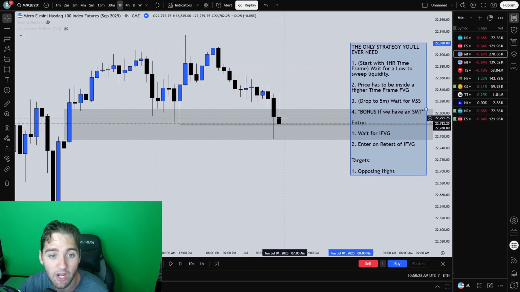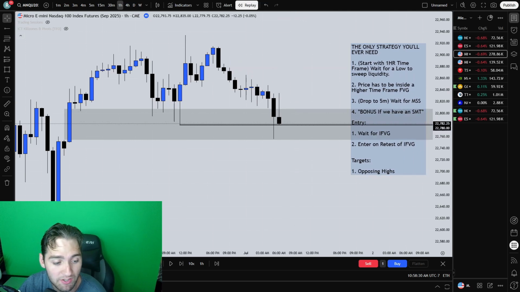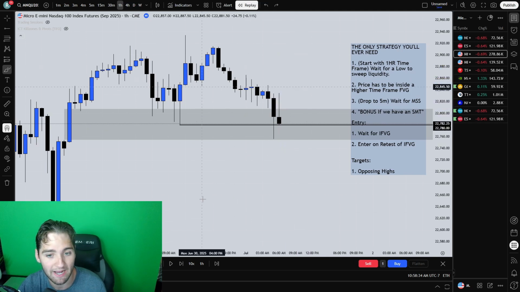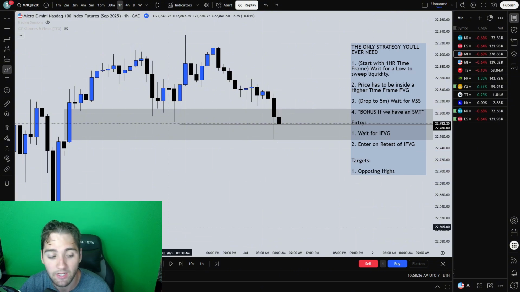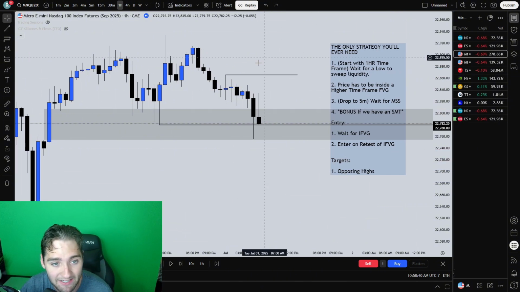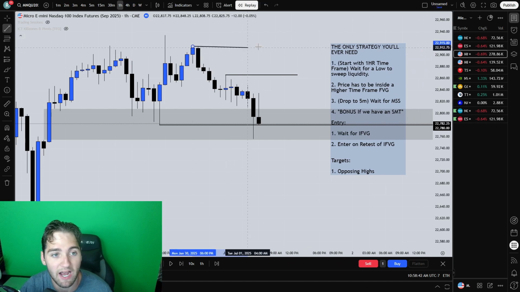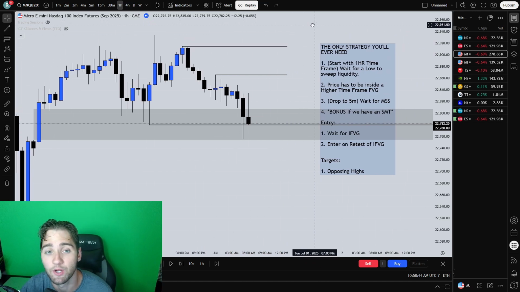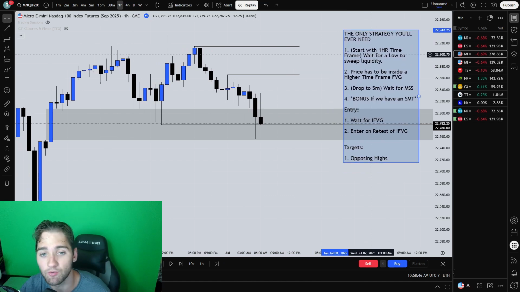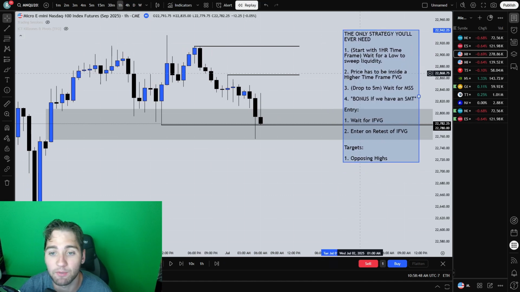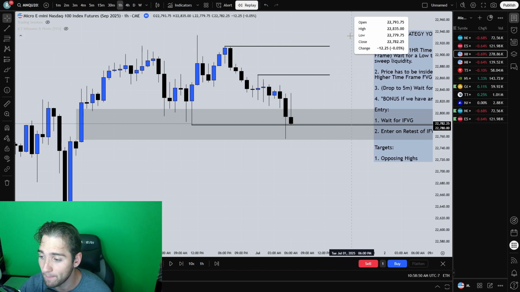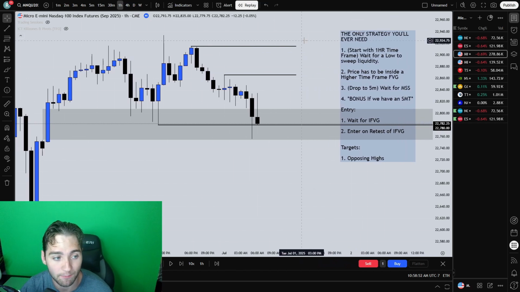I'm going to see price for an entry. I want to see price go ahead and go up and maybe sweep what? Opposing highs. That's our targets, right? But before we get into targets, I want to mark out some of these highs up here where price could possibly retrace to. All right, so with that being said, number one's done, number two's done. Pretty damn simple so far.